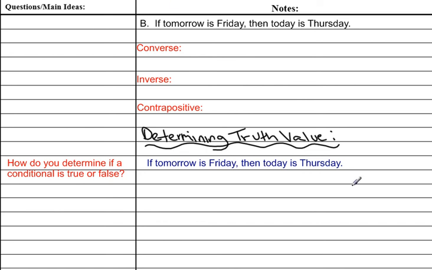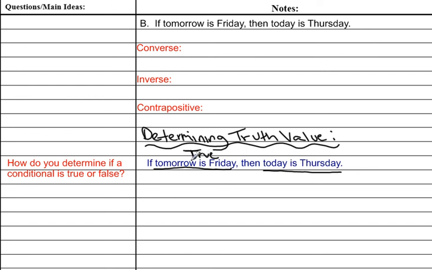Now, to determine if a conditional statement is true or false, we always assume that the hypothesis is true. And we're really looking to see, is the conclusion false? If the conclusion is false, then the whole statement is false. If the conclusion is true, then the whole statement is true.